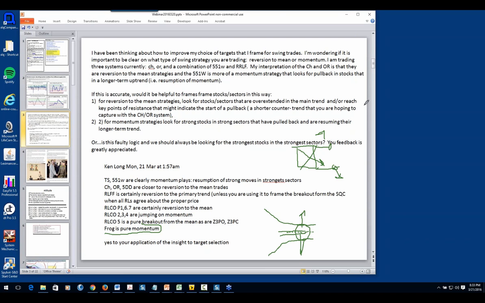So it's not a momentum play. If it was a momentum play, you would be looking to go short it when it fails. So the washout failure, the WOF, I would say certainly is a momentum play.